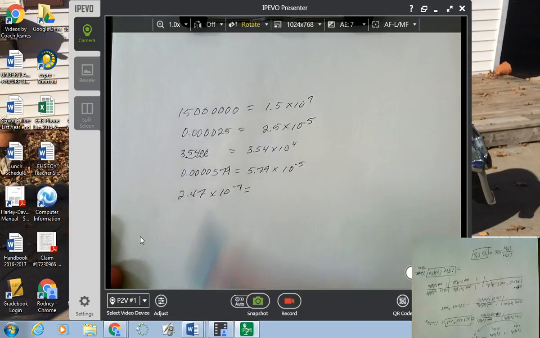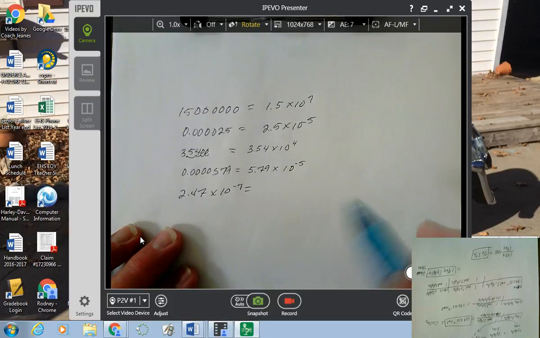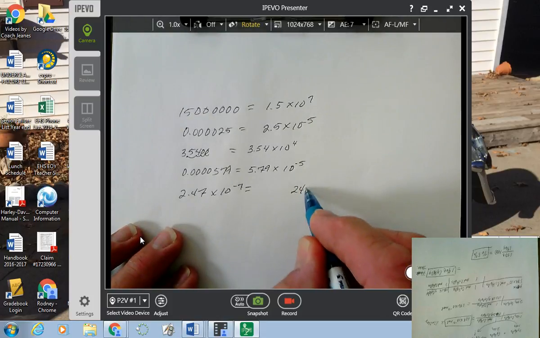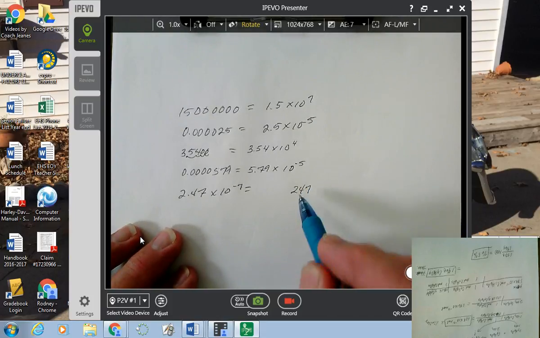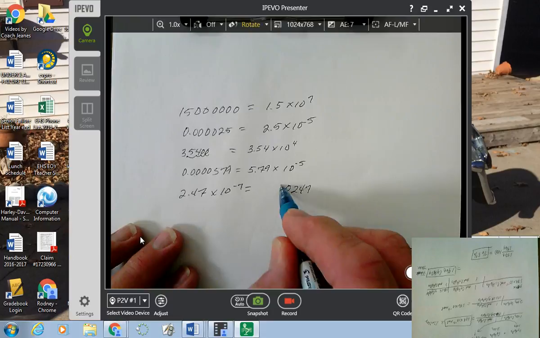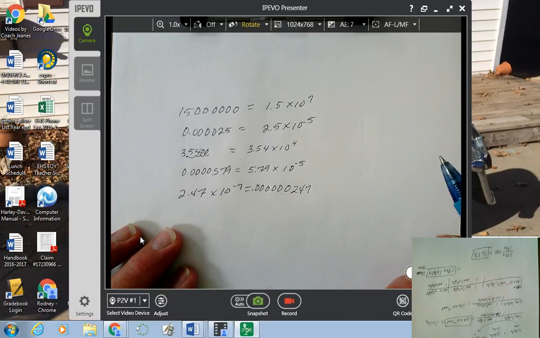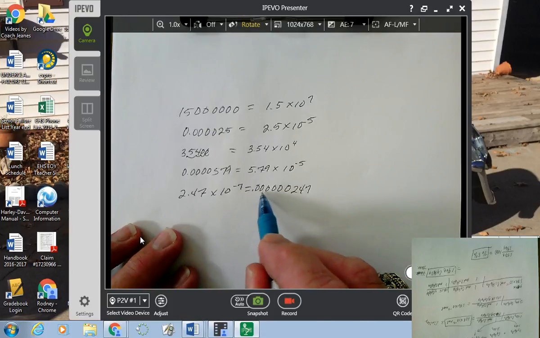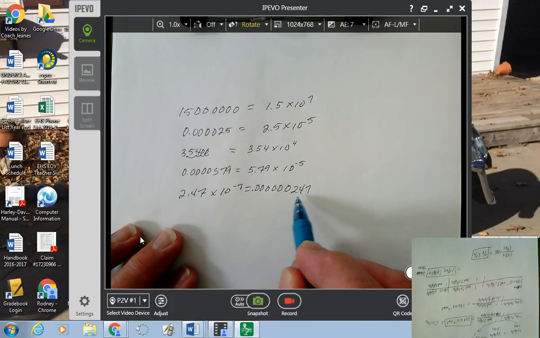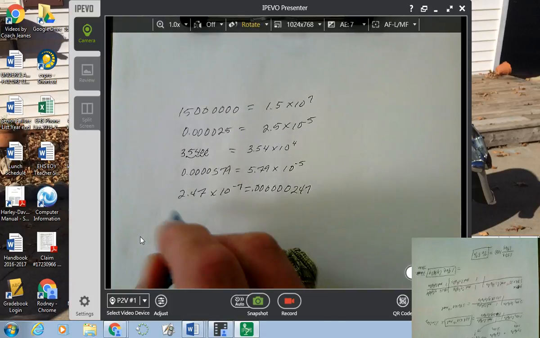And so on this one right here, you're going to go the other way. So is this going to be a small number or large number? That's right, it's going to be a small number. So I'm going to write 247. And now I'm going to move the decimal place from here to the left 7 times. So that means I'm going to need 6 zeros. And put my decimal place right there. And so I moved it over 1, 2, 3, 4, 5, 6, 7 to make it into standard notation.